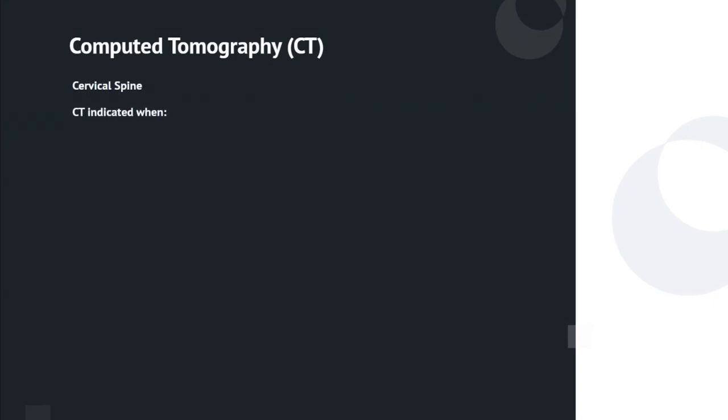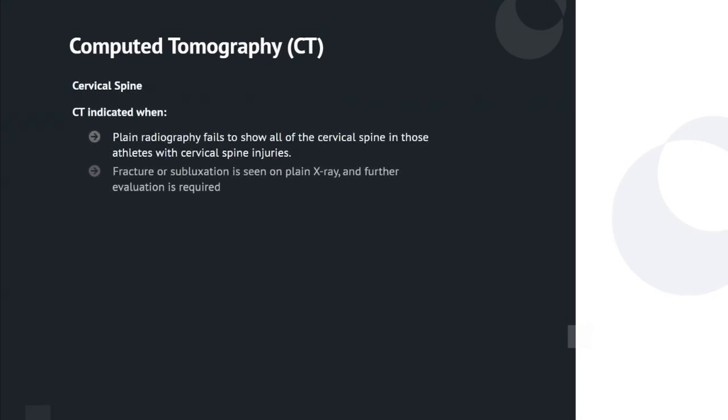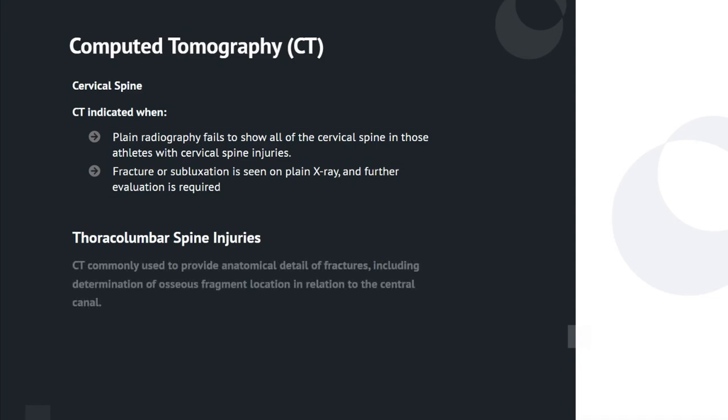Cervical spine. CT indicated when plain radiography fails to show all of the cervical spine in those athletes with cervical spine injuries. Fracture or subluxation is seen on plain X-ray, and further evaluation is required. Thoracolumbar spine injuries. CT commonly used to provide anatomical detail of fractures, including determination of osseous fragment location in relation to the central canal.